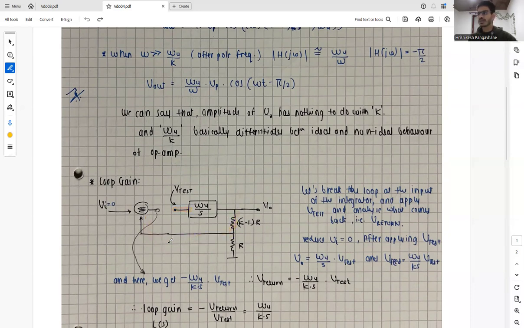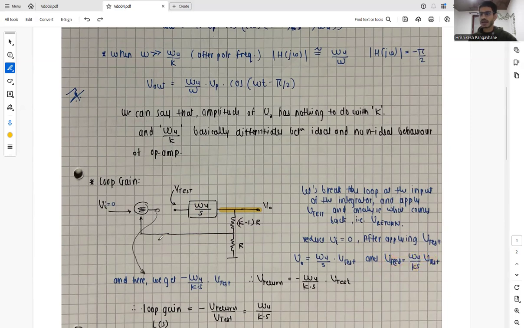So what we'll do is break the loop from here at the input of our integrator, apply V test at the integrator, and analyze what comes back from the loop to this point itself. Let's say it is V return, or the return voltage. We'll reduce Vi to be 0, and after applying V test, our V naught will be nothing but omega u by s times V test, and thus our feedback will be omega u by s V test divided by this factor k.